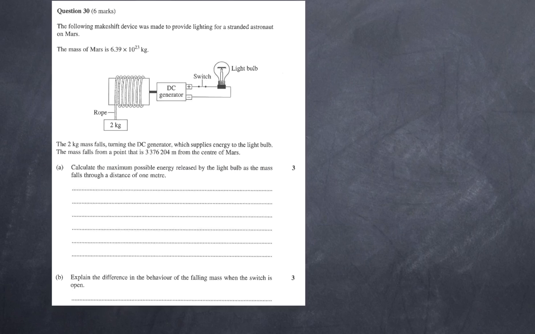Well, if the mass falls a distance of 1 meter, then we have a loss in potential energy. So the potential energy goes down. That means we have to have an increase of electrical energy, which of course is what we have to work out. But how would you work out the loss in potential energy? Well, basically it's potential energy final minus the potential energy initial. The important thing in working this out is you cannot use mgh. For starters, this is involving Mars and not Earth. So how would you work out the final potential energy?